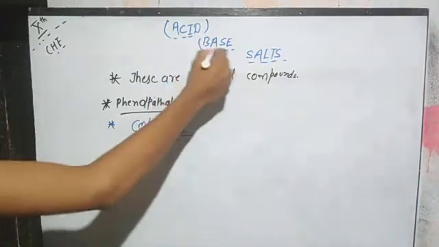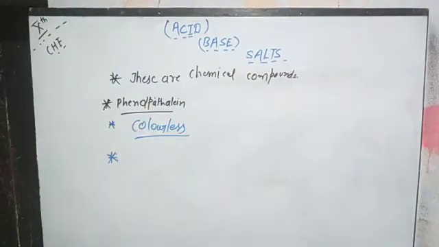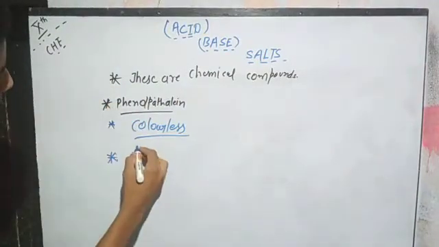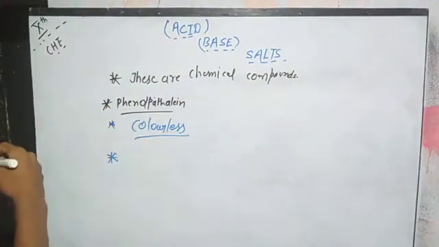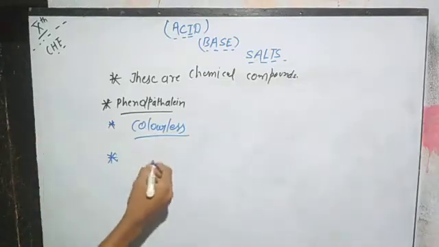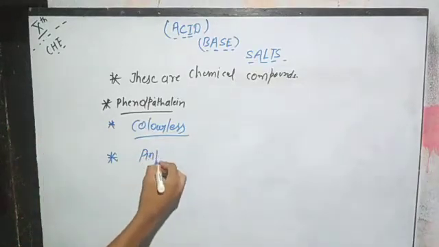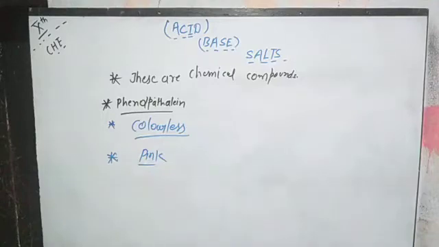But whenever we put bases or a basic solution on phenolphthalein, its colorless solution or its colorless property changes into pink. So whenever you get a chance of testing their chemical properties or testing whether they are acidic or basic solutions, you need to remember this only.